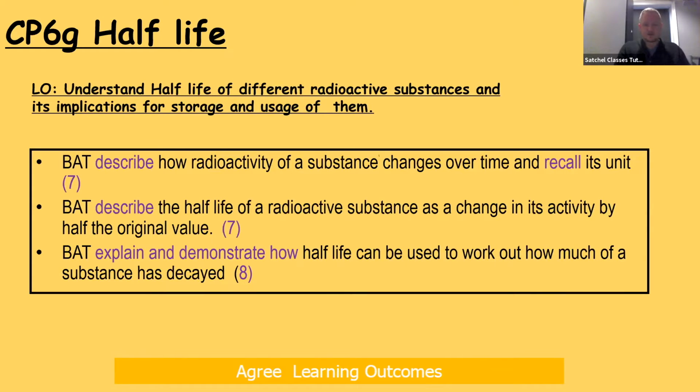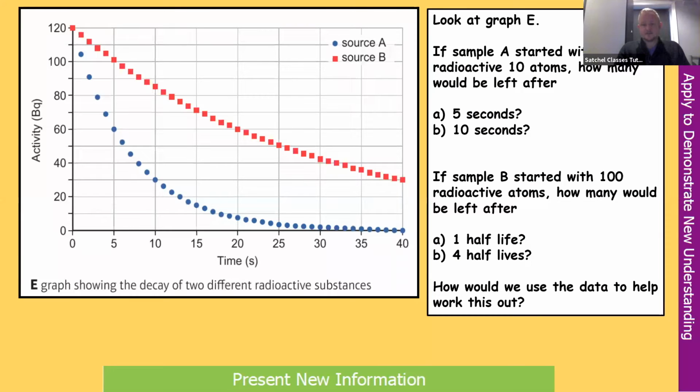Describe the half-life of a radioactive substance as a change in its activity by half the original value. Last bit: explain and demonstrate how it can be used to work out how much of a substance has decayed via calculation.